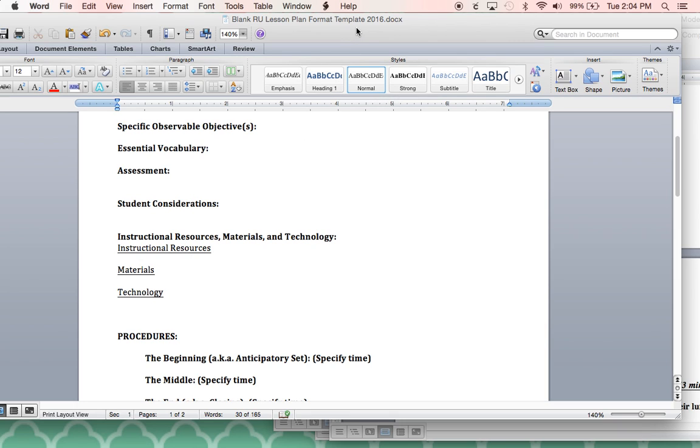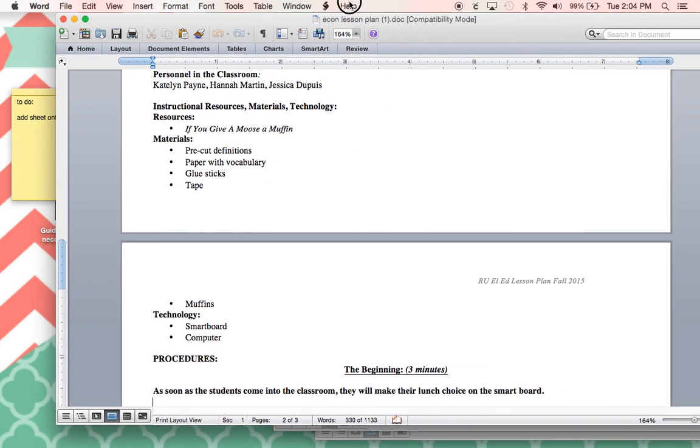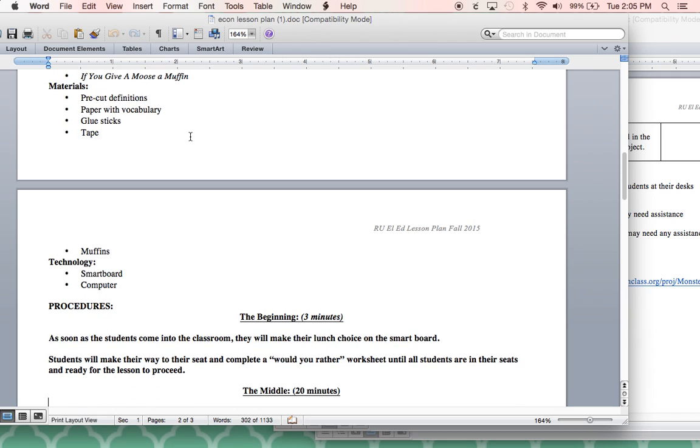So some examples that I have of the 3 components of your lesson plan are, this was a lesson that I completed based off a story that I read, and I had the students creating a bookmark for it. And so what the students did is they had the resources. I read the book, If You Give a Moose a Muffin. And then the materials, we had definitions that were already cut out, paper, glue sticks, and tape, and then muffins. And then the technology that I used, which was the smartboard and a computer.